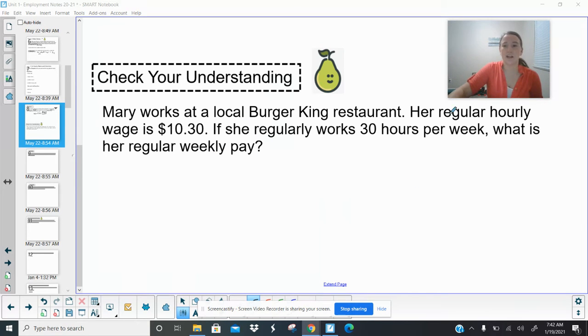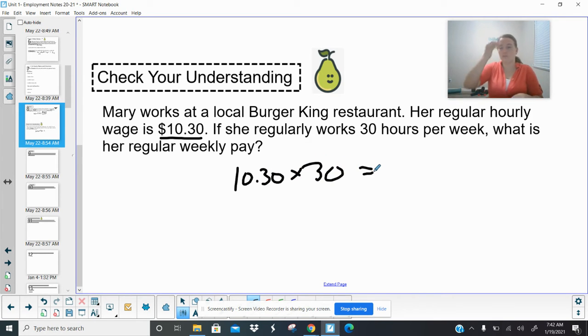Mary works at Burger King. Her regular hourly wage is $10.30. Once again, this means $10.30 per hour. She works 30 hours per week. So now she's not working full time. This would be considered part-time. If she regularly works 30 hours per week, what is her regular weekly pay? You should have just multiplied: $10.30 for each hour she works, and she works 30. Each, per, of, every, those are all multiply type words. So she should make $309 each week.